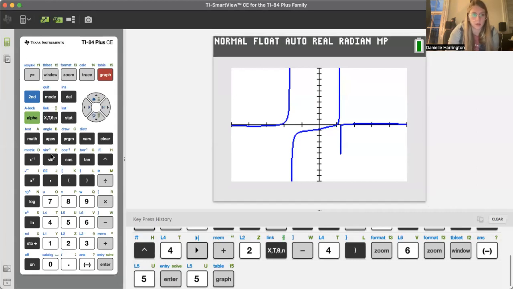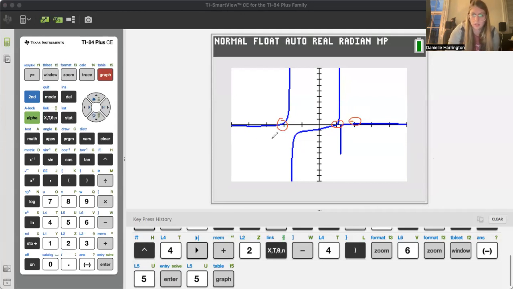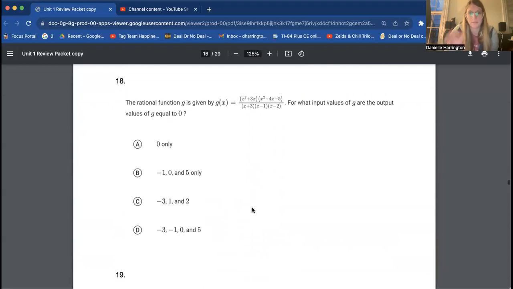There are 3 zeros. 1 in this area, 1 in this area, and then since it's going negative to positive, 1 in that area. 3 zeros. That's roughly -2. That makes sense. That's roughly 1. It's roughly 1.3. That all makes sense. So I can move on. Oh, goodness. Okay, we're back. We're back to where we need to be.